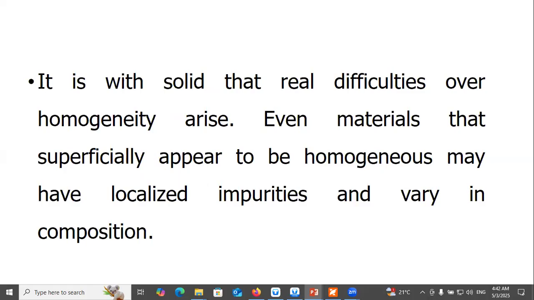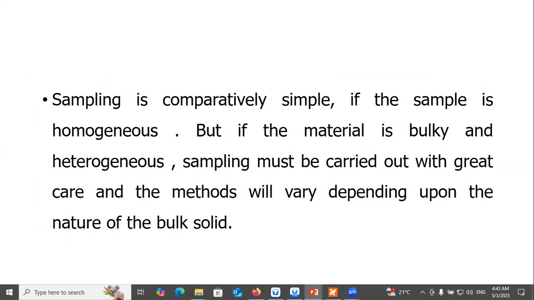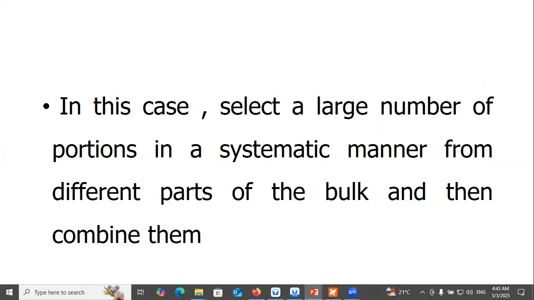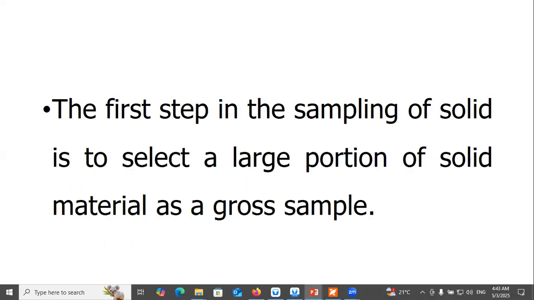Even materials that superficially appear to be homogeneous may have localized impurities and vary in composition. Sampling is comparatively simple if the sample is homogeneous, but if the material is bulky and heterogeneous, sampling must be carried out with great care, and the methods will vary depending upon the nature of the bulk solids. In this case, select a large number of portions in a systematic manner from different parts of the bulk and then combine them. The first step in the sampling of solids is to select a large portion of the solid material as a gross sample.